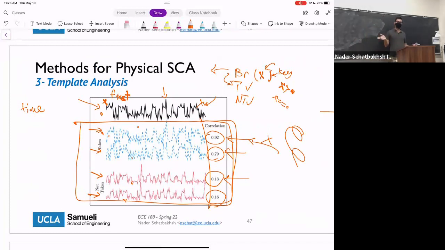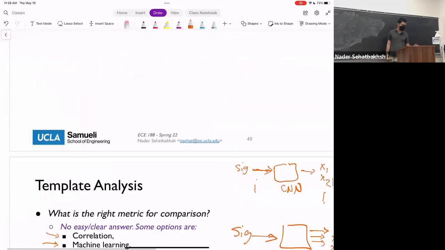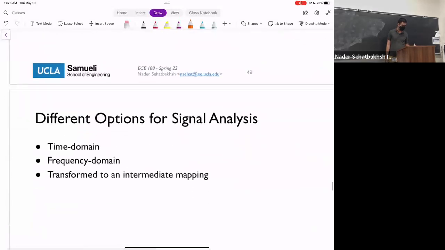You don't necessarily need to do this analysis in the time domain. You can do it in the frequency domain. You can even transfer it to some intermediate domain. You can do wavelet analysis, for example, on the signals and all those things. So the analysis of the signal also becomes an interesting and important challenge.